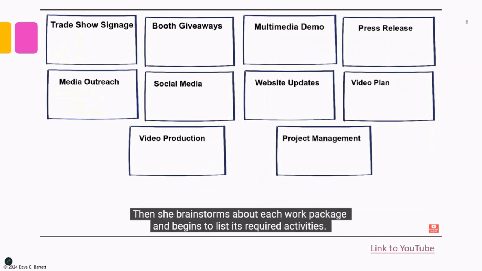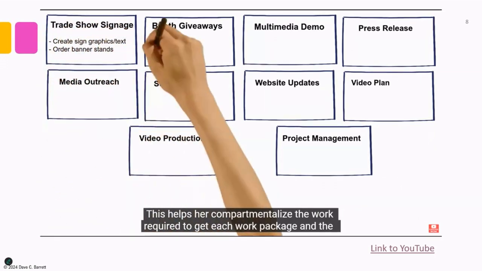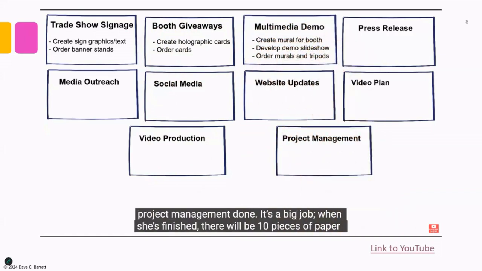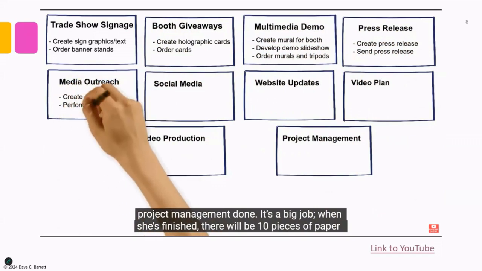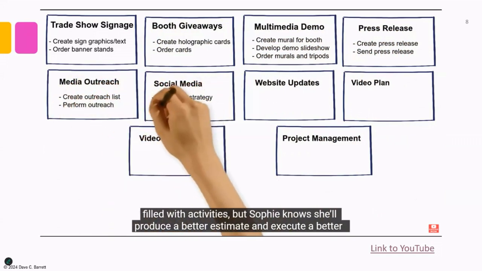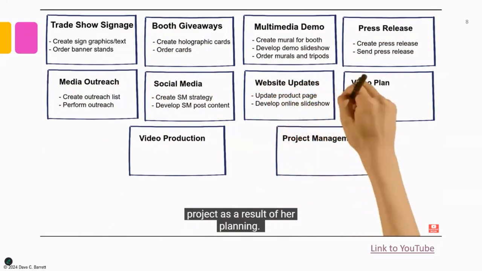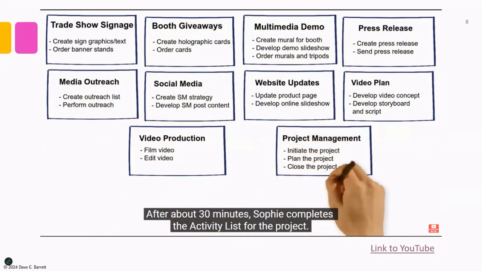Then she brainstorms about each work package and begins to list its required activities. This helps her compartmentalize the work required to get each work package and the project management done. It's a big job. When she's finished, there will be 10 pieces of paper filled with activities, but Sophie knows she'll produce a better estimate and execute a better project as a result of her planning. After about 30 minutes, Sophie completes the activity list for the project.